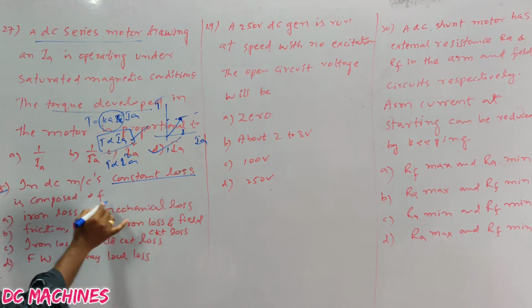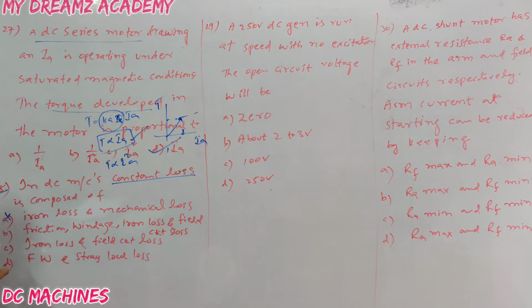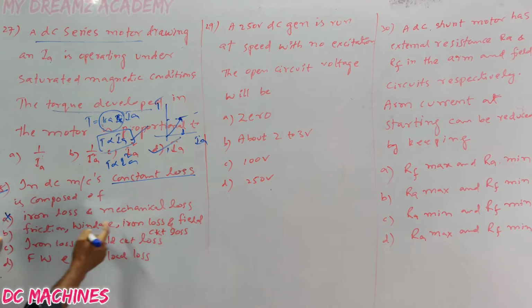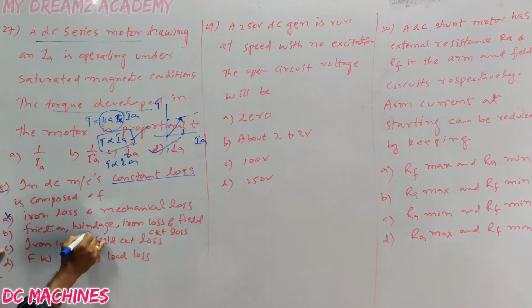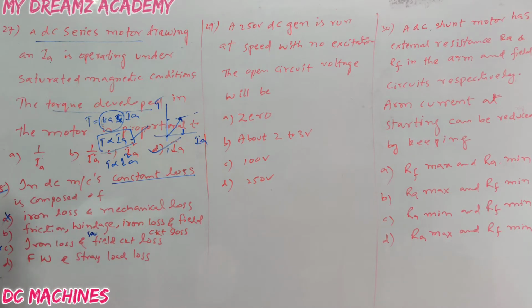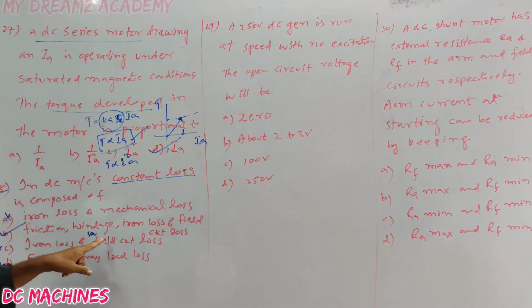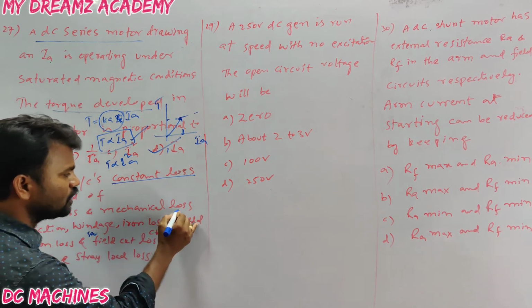Mechanical means rotational, so option A is wrong. Coming to option B, friction losses, windage losses, iron losses and field circuit losses, it is okay. Option C, iron losses and field circuit losses: it is series field circuit losses, remember this, so it is a wrong option. And option D, friction and windage losses and stray load losses: stray load losses are rotational losses, so it is also wrong. The correct one is friction, windage, iron and shunt field copper losses.